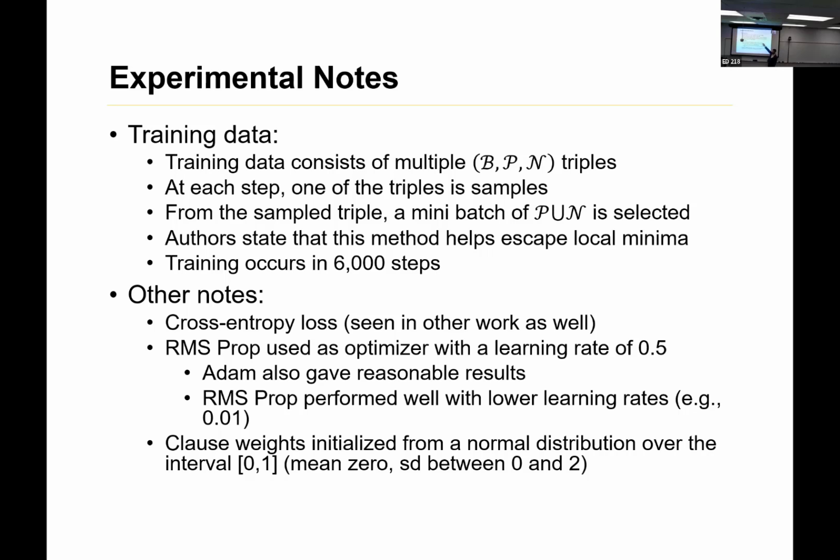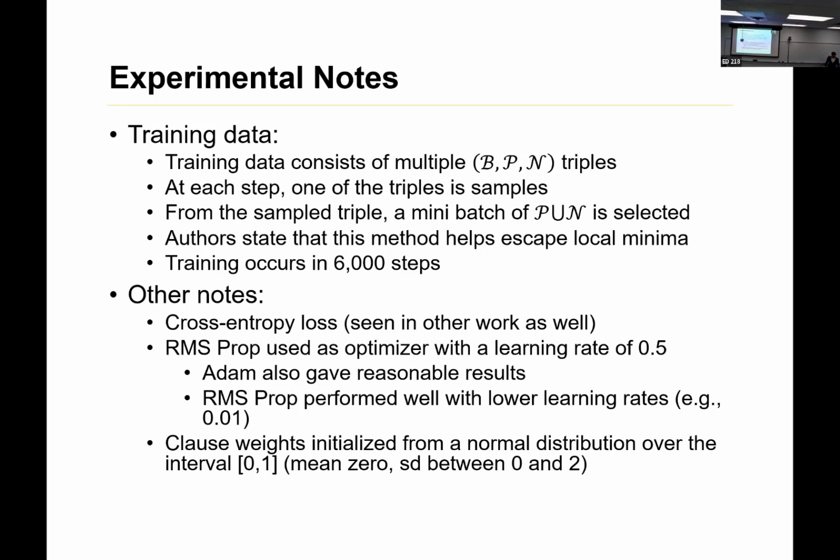They said cross entropy loss, as I showed you earlier, is what they used. They did try others. They didn't say what, I'm guessing mean squared error. They said the others worked pretty good too. That wasn't a huge deal. They used RMSProp with a learning rate of 0.5. They said Adam was good. They said it wasn't too sensitive to the learning rate, which actually I think is kind of good news there. And then clause weights were initialized from a normal distribution over the 0, 1 interval. So these all seem pretty reasonable.